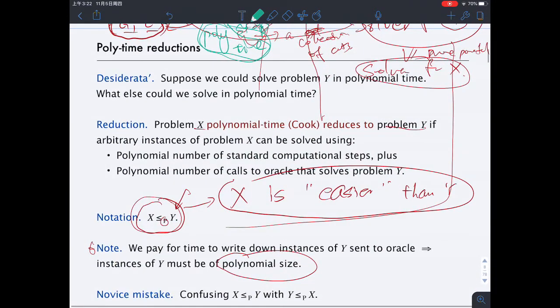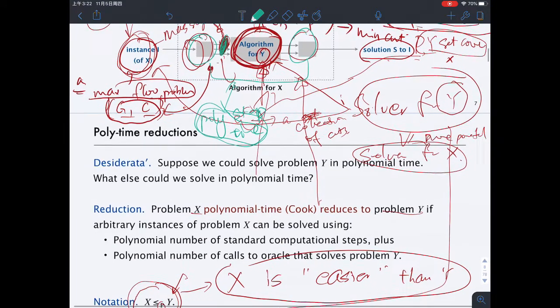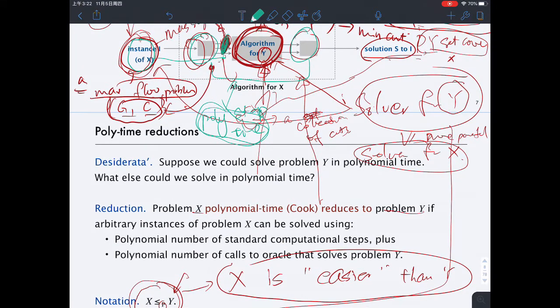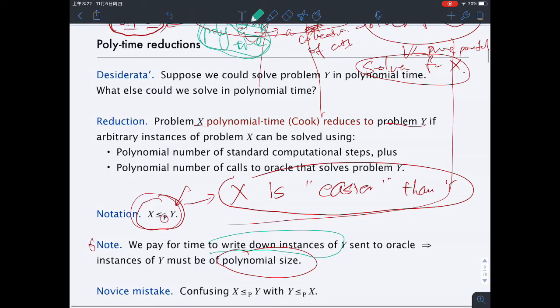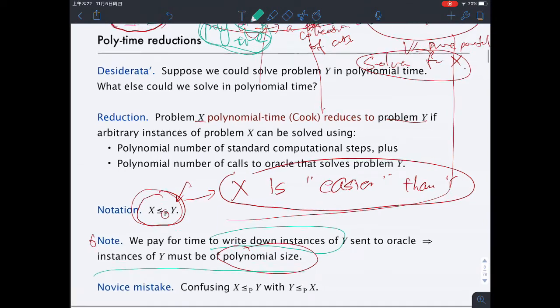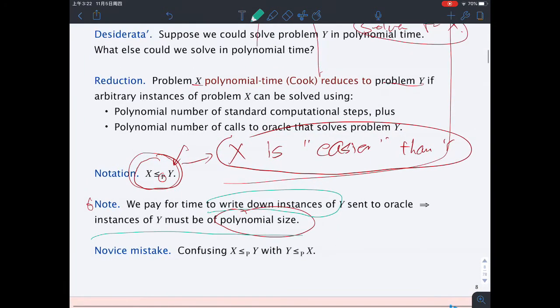This is what this note is talking about. We pay for the time to write down the instance of y, right? If you look at here, we start with the instance of x and then translate that into the instance y. So we have to write down the instance before sending that to the oracle. Because we only have a polynomial amount of time beyond calling the oracle, that also tells us that the instance of y must be of polynomial size, right? So these are some of the subtle details.